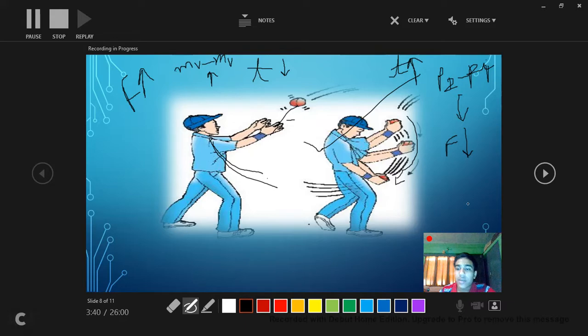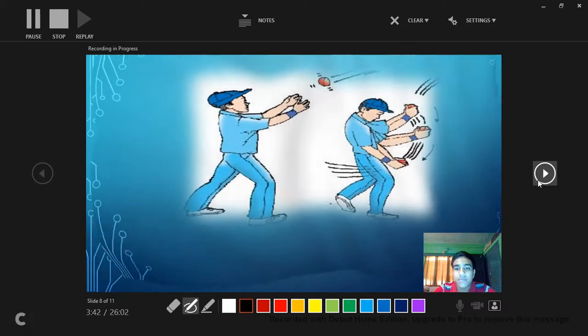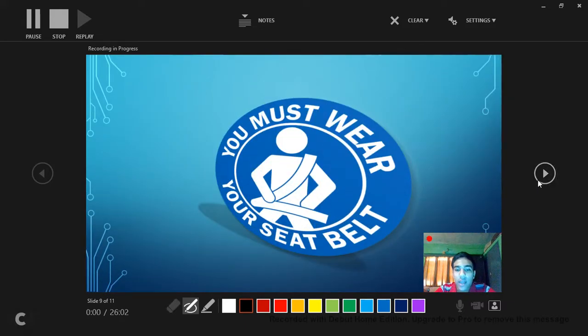We have one more example here. You must wear your seat belt. Wearing a seat belt is very important. This also has a relation with the second law of motion. How? Let us see.